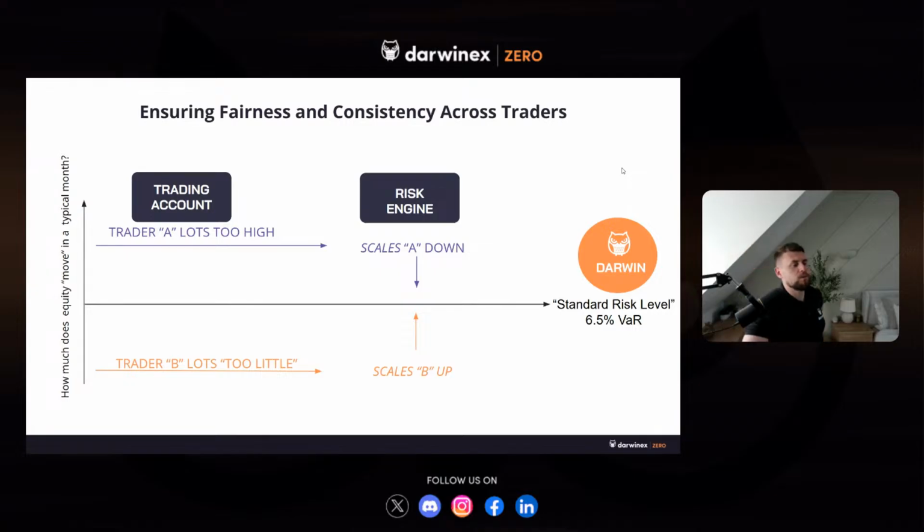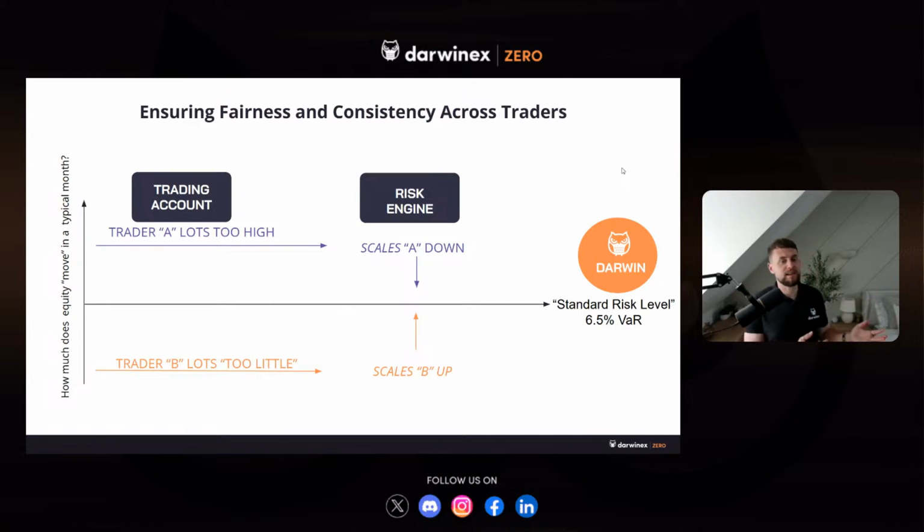Now, we do this to ensure fairness and consistency amongst every single trader that comes to Darwinex or Darwinex Zero. So if we take an example where we have two traders, we have trader A who trades with too much risk, so they trade with too high of a lot size, and we have trader B who is the complete opposite, trades with not enough risk and they trade with too small of a lot size. The risk engine is going to be approaching these traders in the same but completely different way. The same way in terms of it's going to try and scale both traders to a 6.5% value at risk, but in a different way because trader A, it's going to tune the risk down. Trader B, it's going to tune the risk up, bringing them to a level playing field.